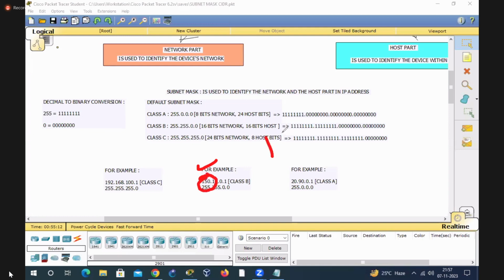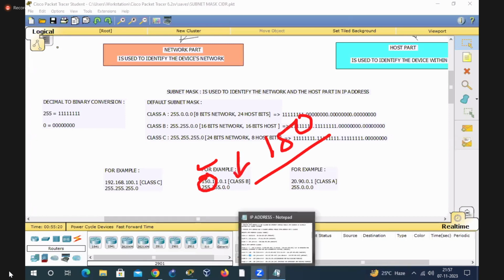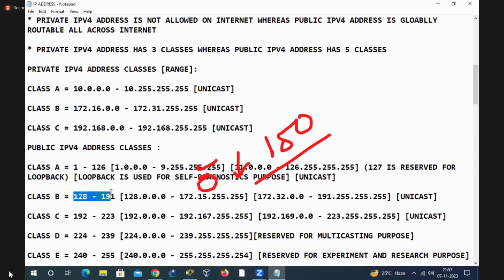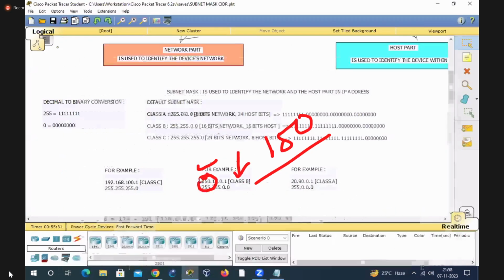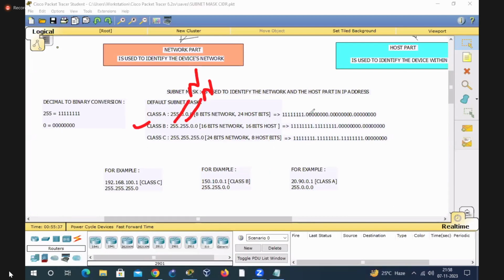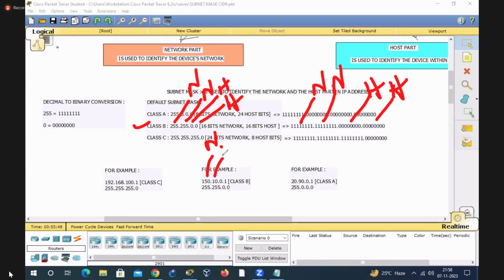Similarly, second example, 150.10.0.1. Focus on the first value, 150. Which class? Class B. Why is it class B? Because we define ranges. The range is 128 to 191, and this 150 falls in it. That is why it is class B. So we need to apply the class B subnet mask, which says that we have 2 octets which are network octets, and 2 octets which are host. So in our IP address, 150.10 will be network.